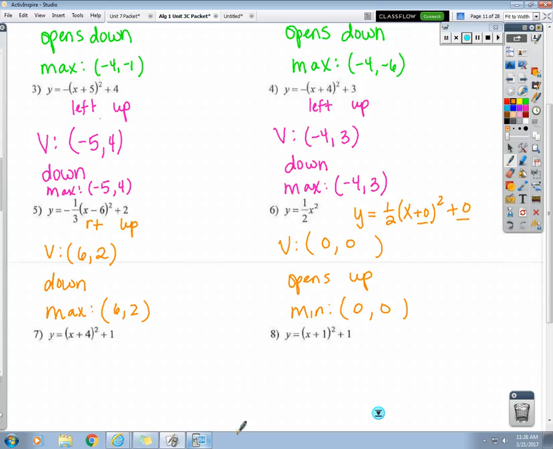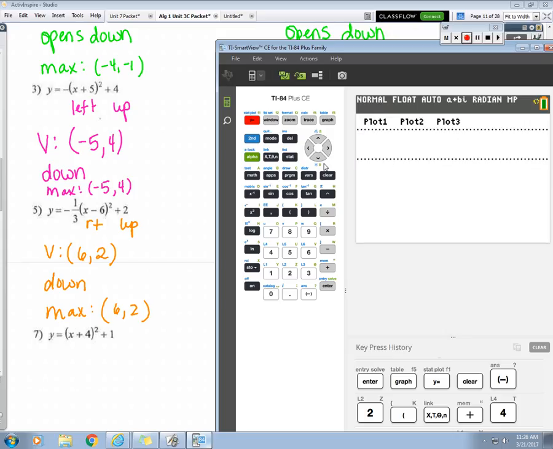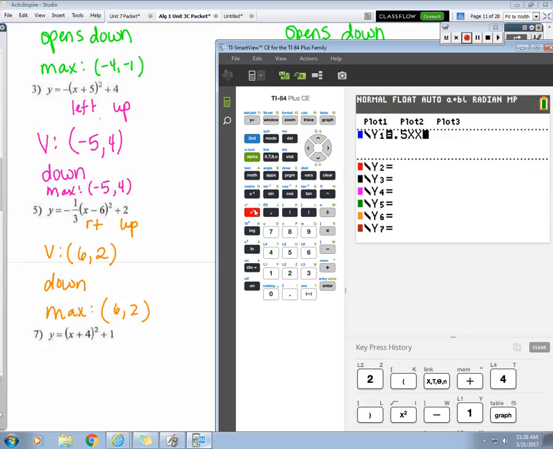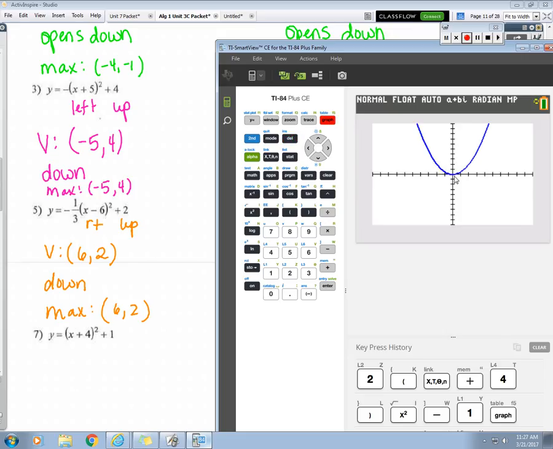Graph it. If you graph this, you'll see very quickly that when you graph 1/2 x squared, you will see that its vertex is 0, 0, which is also a minimum point, and it opens up. So anytime you're having trouble, just graph it and get a picture.